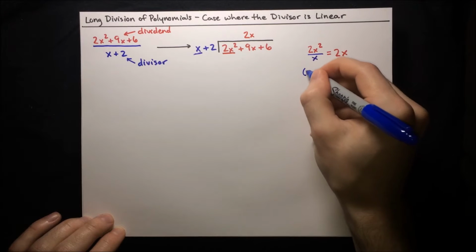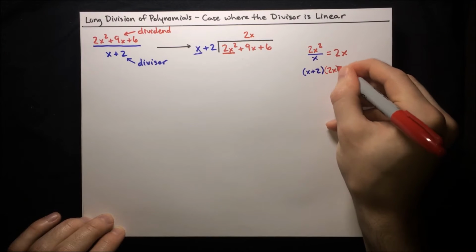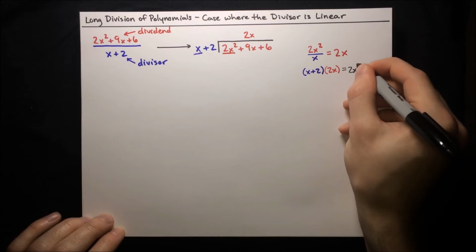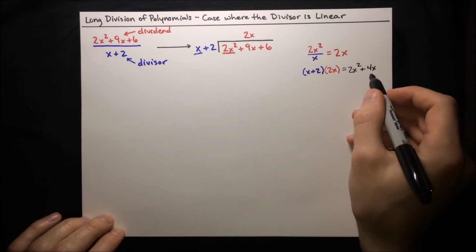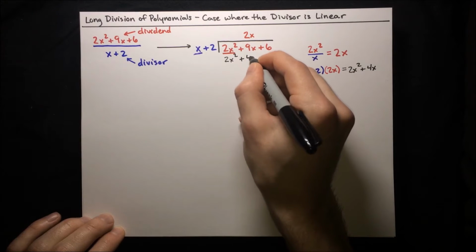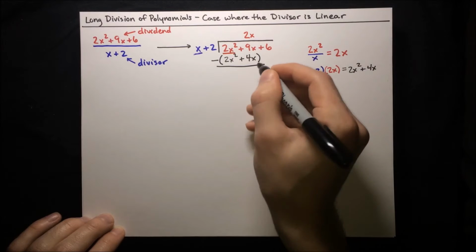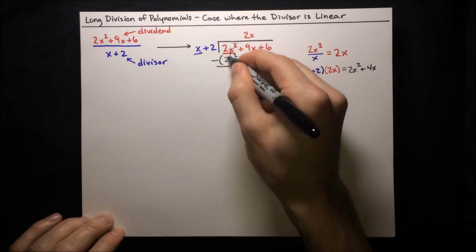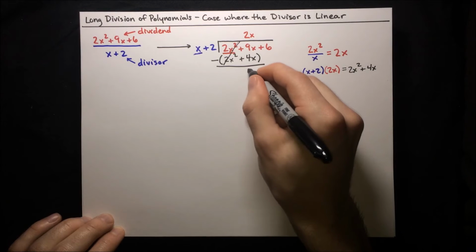Let's take x plus 2 and let's multiply it by 2x. And our result, 2x times x, that's just 2x squared, and then 2x times 2, that's 4x. So it's 2x squared plus 4x. We'll write that underneath our dividend, 2x squared plus 4x, and then we subtract. So here we have 2x squared minus 2x squared, so these leading terms cancel out, and then we have 9x minus 4x, so that makes 5x.